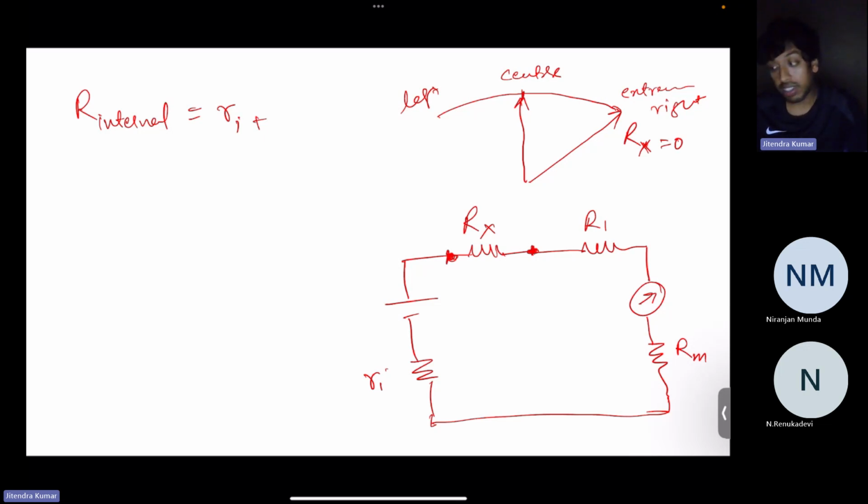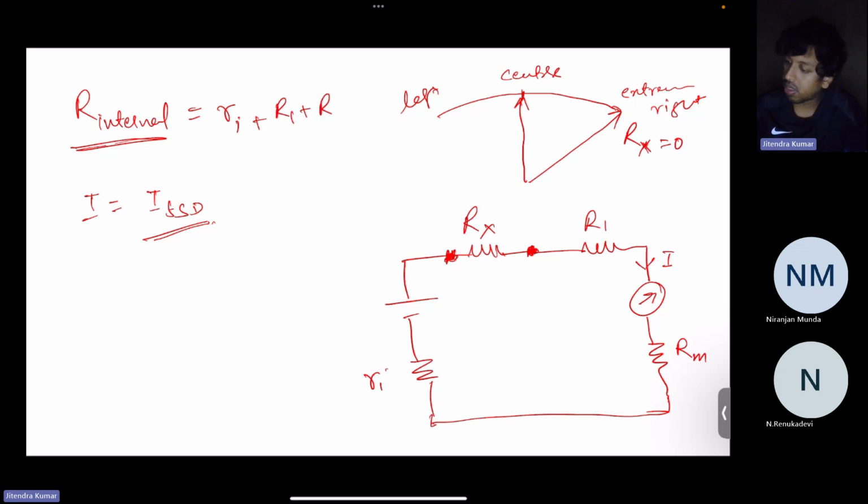Now, suppose Rx is 0, because Rx is what we are going to measure. Then the current flowing here will have the value of full scale deflection, I equal to I full scale deflection. So we lump all the resistance together: R internal is equal to Ri plus R1 plus Rn. When Rx is equal to 0, the current will be maximum because external resistance is 0. When you are measuring resistance 0, the current should be maximum, and that maximum current is full scale deflection. So full scale deflection has the magnitude E by R internal. Is it fine till now?